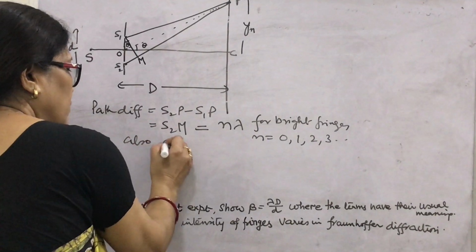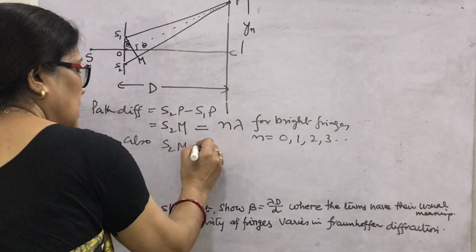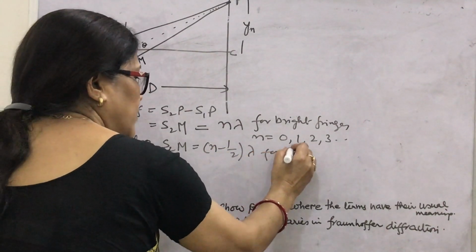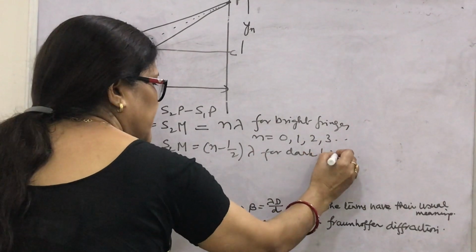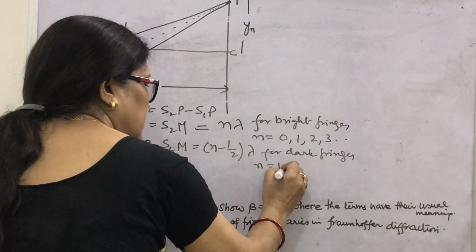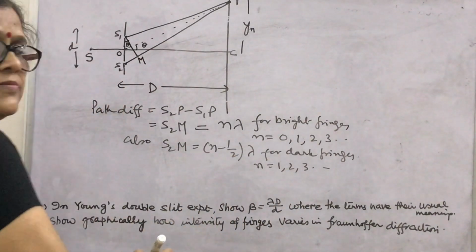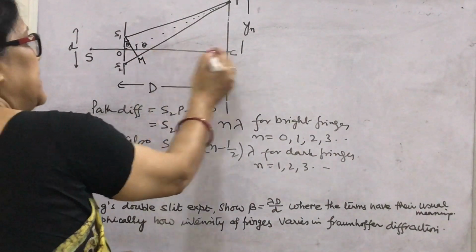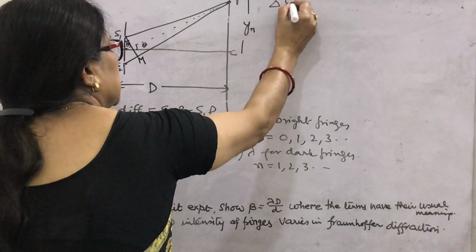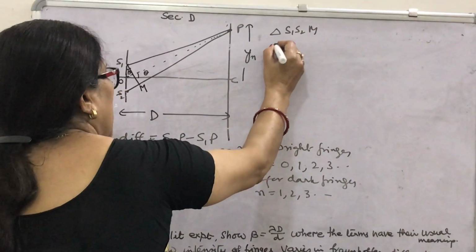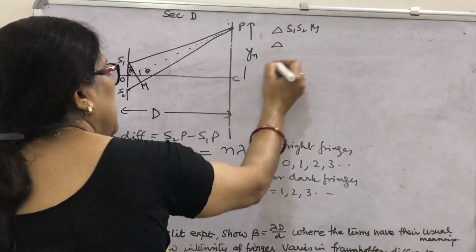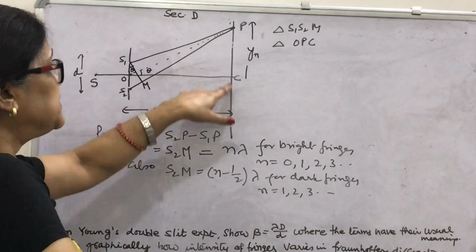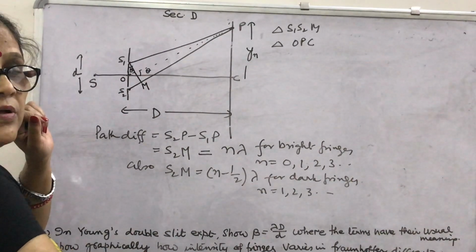Also for dark fringes, S2M is (n minus half) lambda, where n is 1, 2 onwards, an integer. You have to learn this. Now look here at the triangles. In the triangle S1, S2, M and the triangle OPC, they are similar triangles.